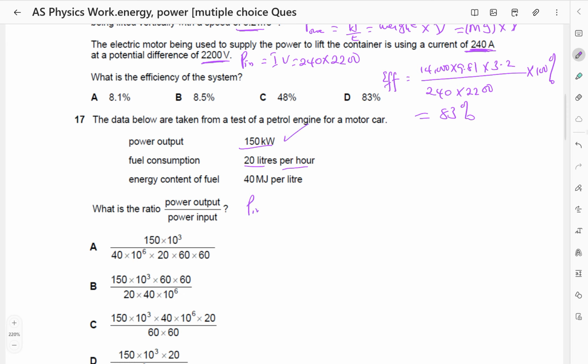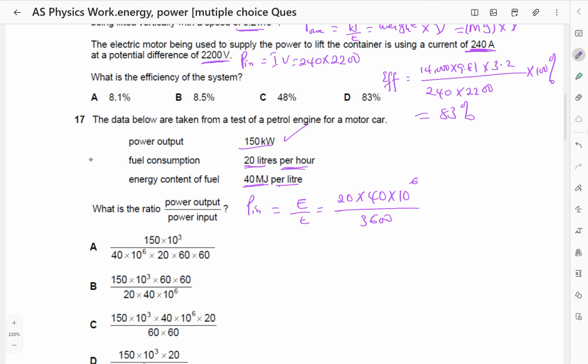So power input is going to be energy divided by time, and the energy is going to be 20 liters times 40 megajoules, which is times 4 times 10 power 6. But this is going to be divided by 1 hour, which is 3,600 seconds. So this is the energy input. Each liter gives us 40 megajoules, and there are 20 liters, and the time used is 1 hour. So total energy is 40 megajoules times 20, then divide by time to get the power. That's why I divide by 3,600.